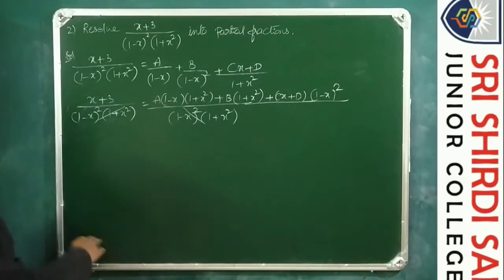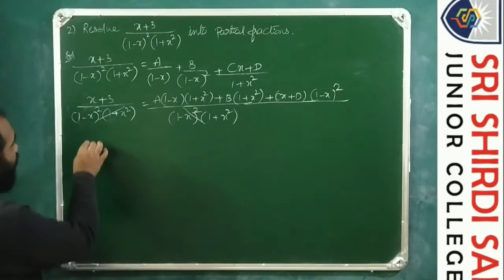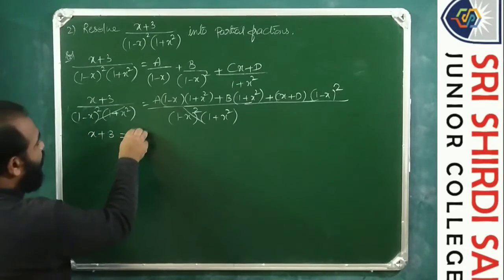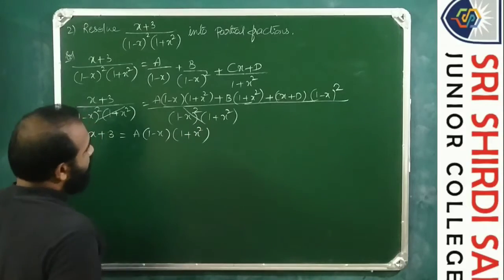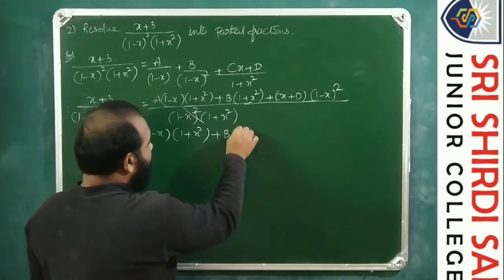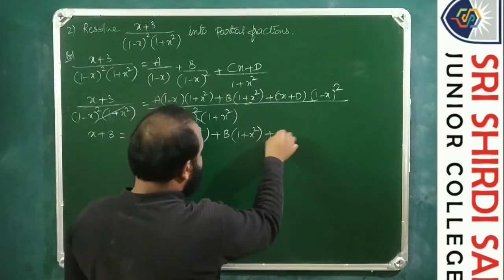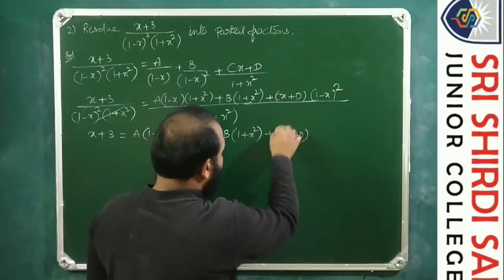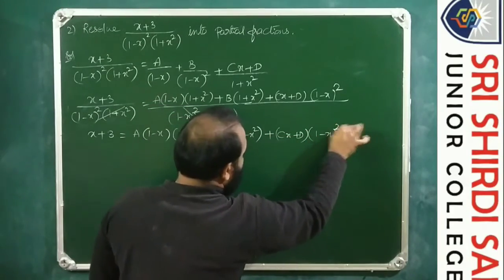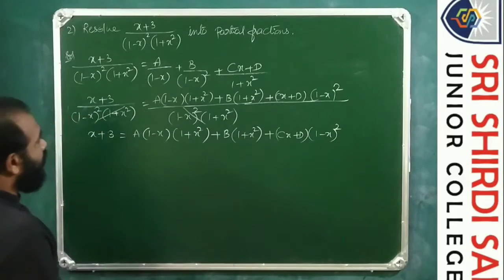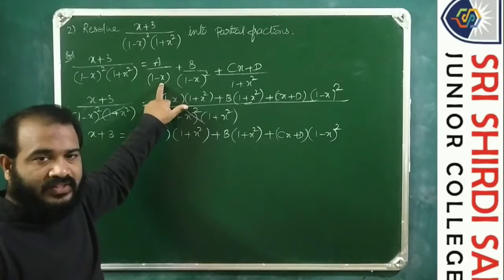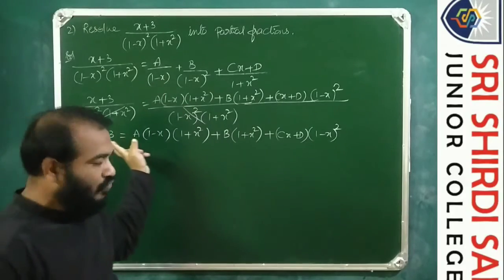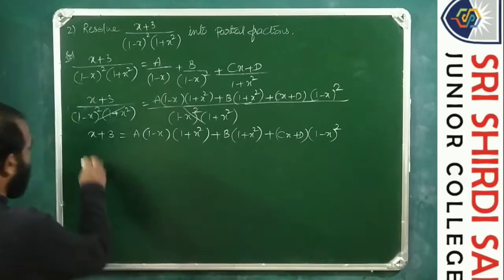So the denominator on both sides gets cancelled. X plus 3 is equal to a into 1 minus x into 1 plus x square plus b into 1 plus x square plus cx plus d into 1 minus x whole square. Here 1 minus x is the factor, x equals 1 is the root, and the root has to satisfy the equation. Put x equals 1.